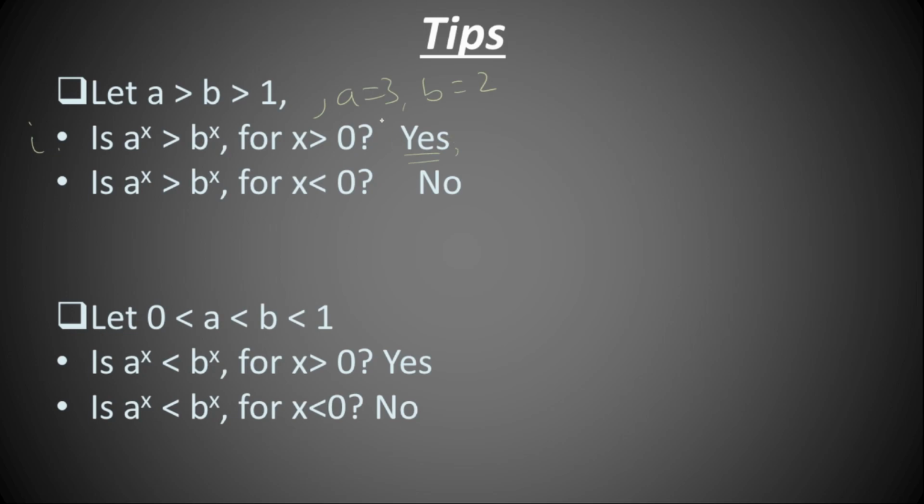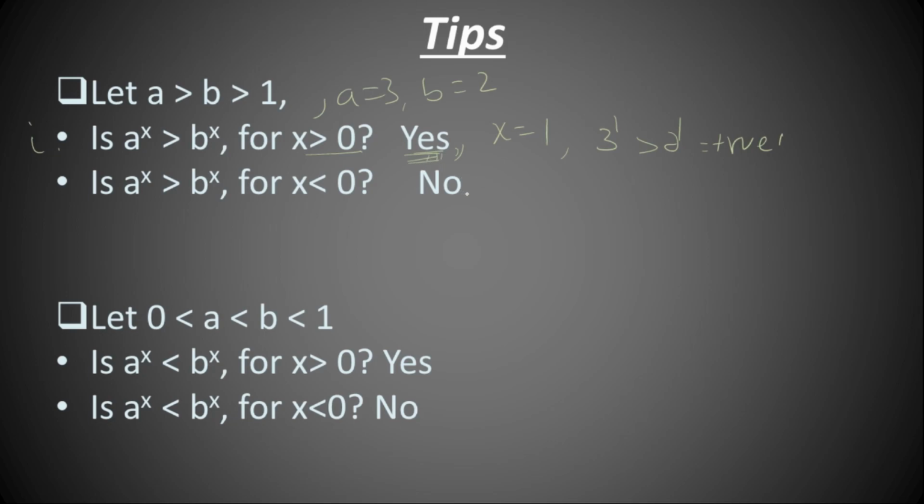Let me see it with a practical example. For this one, x is positive. Let me say x is 1, simply. So this statement can be written as 3 to the power of 1 is greater than 2 to the power of 1, which is true, right? True because 3 is greater than 2, so it is true.